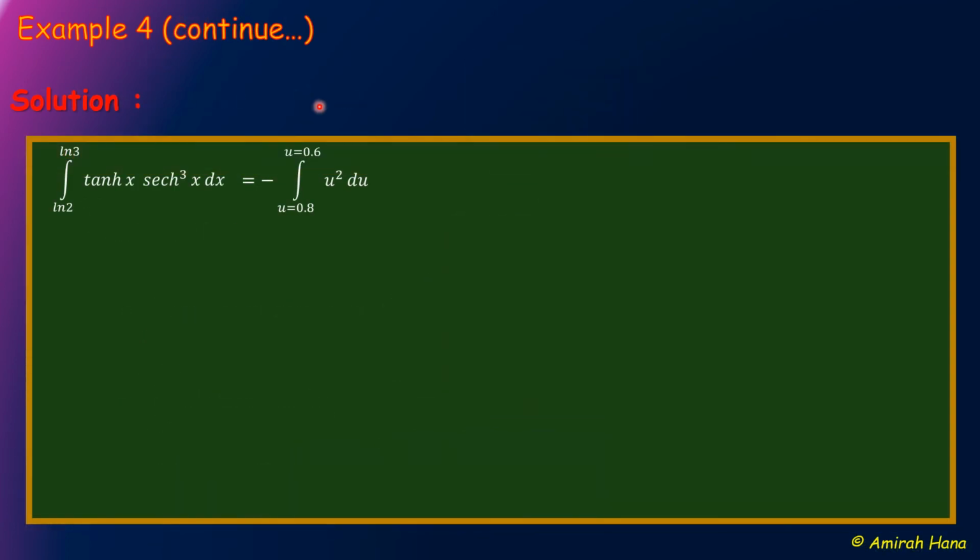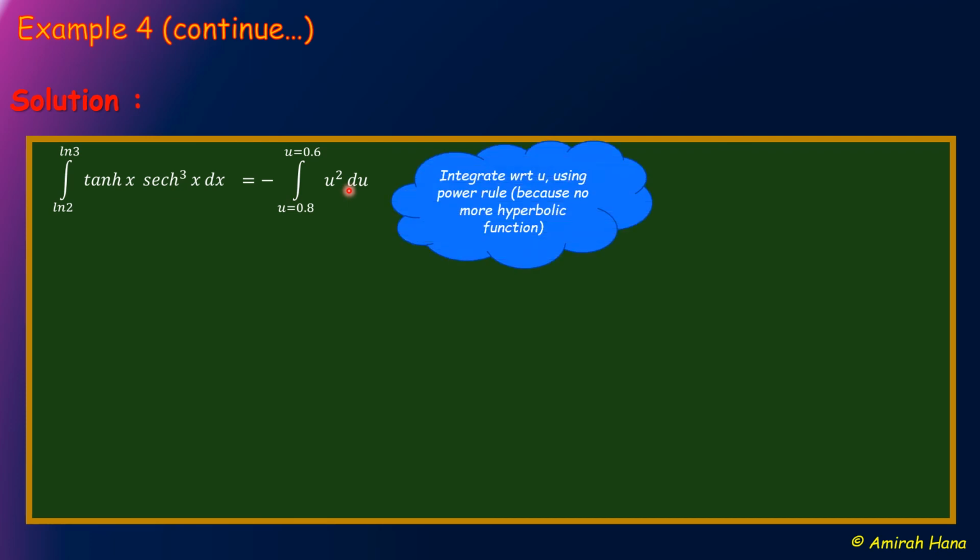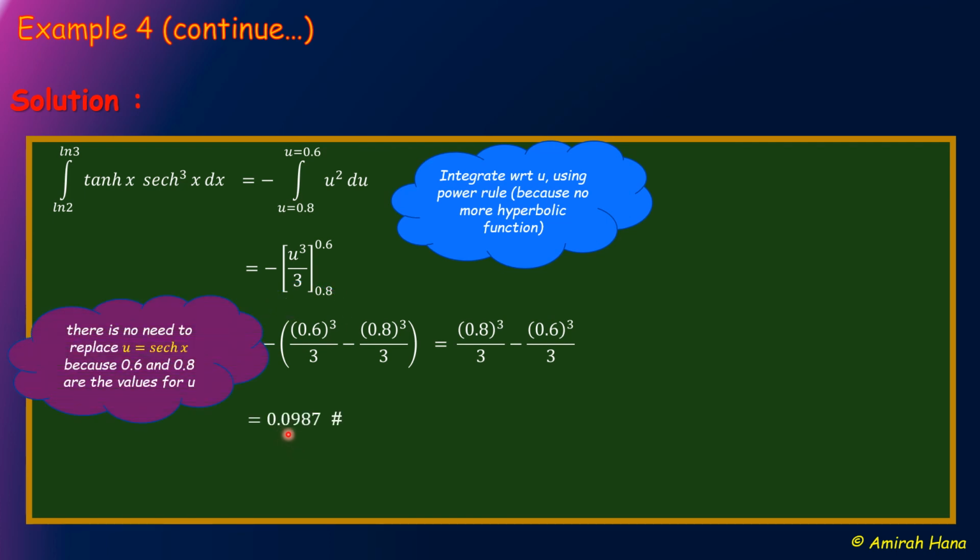Alright, from the previous slide, after we simplify, we get this. And then from here, we just integrate with respect to u using power rule. No need to use hyperbolic function because there is no hyperbolic function here. So this is from video 2.4.2. You can refer to it. So the final answer equals 0.0987.